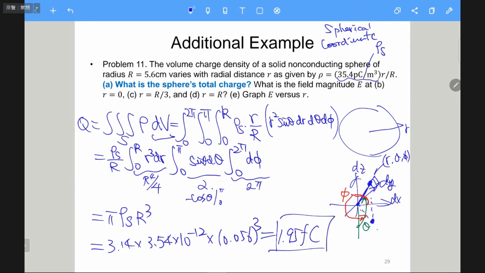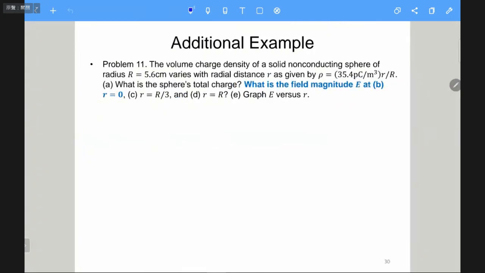Like this. Okay, so next we will consider the E field at R equals 0. It will be easy because it is nothing but 0, because you just consider the point here.